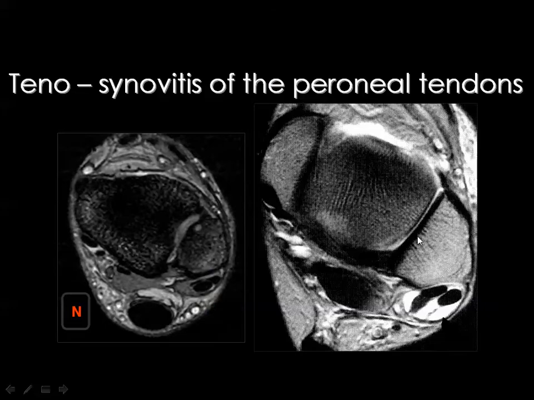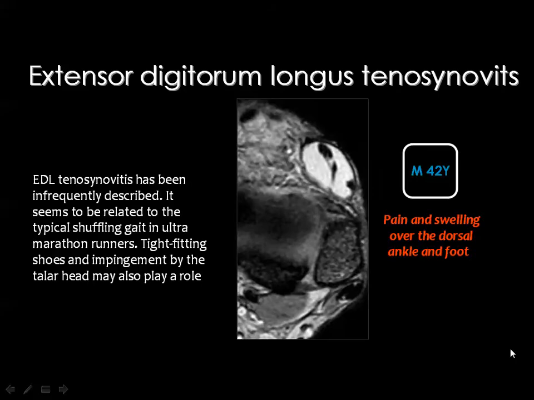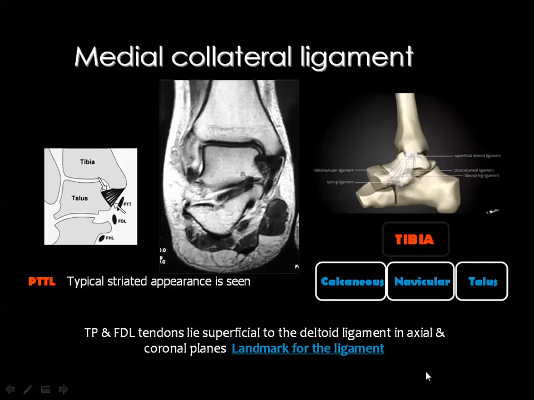This is the fibula, anterior tibiofibular, posterior tibiofibular ligaments, and these are the two peroneal tendons, brevis and longus, surrounded by fluid, meaning tenosynovitis of the peroneal tendons. In the anterior aspect of the ankle, this is tibialis anterior, extensor hallucis, and extensor digitorum. The extensor digitorum is surrounded by fluid, meaning that there is tenosynovitis of the extensor digitorum.